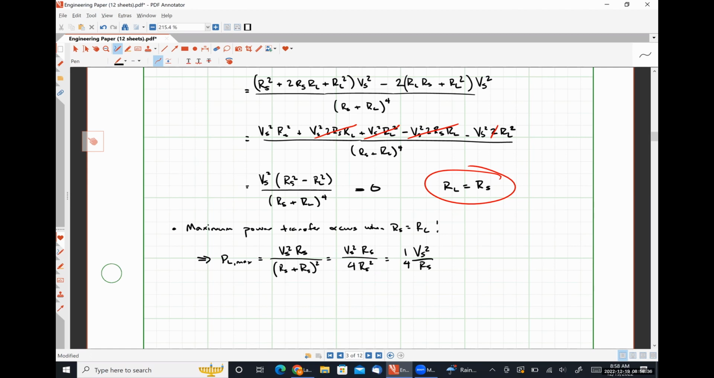So what do you think would happen if we had a practical current source? Well, for a practical current source, we know that I would be equal to VS over RS. So that's going to be 1/4 Is squared multiplied by RS, simply by using the concept of electrical equivalence without any additional work.